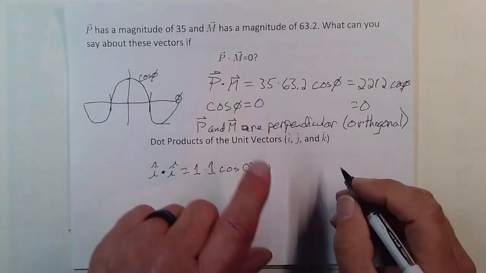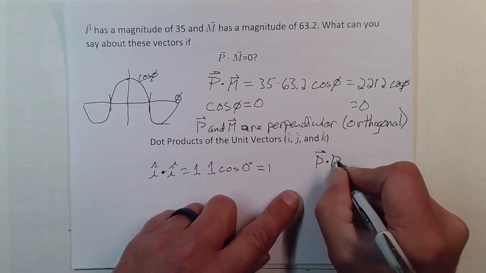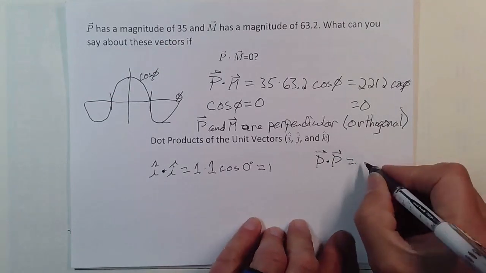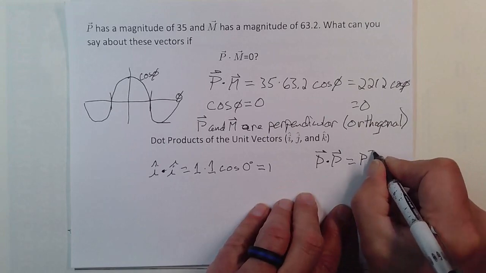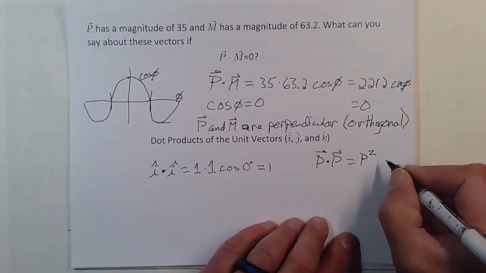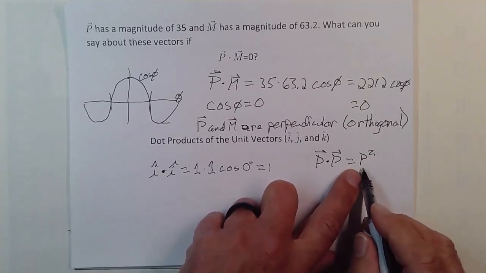If we did something like the dot product of P and P, we would get the magnitude of P times the magnitude of P, which is P squared, times the cosine of 0, which is 1. The dot product of a vector with itself is just its magnitude squared.